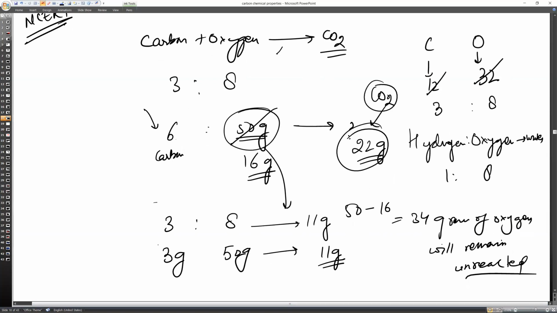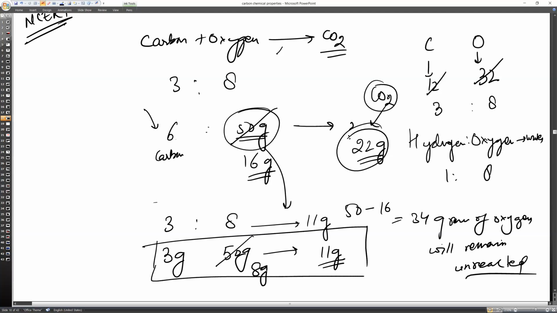Here this is 3 plus 50, because out of this 50 grams, only 8 grams of oxygen will react with the carbon, because for 3 grams we require exactly 8 grams. It does not require 7, it does not require 9, it will require exactly 8. For 3, we require 8. So 8 plus 3, 11 grams is formed, and the remaining 42 grams in this case will remain unreacted.